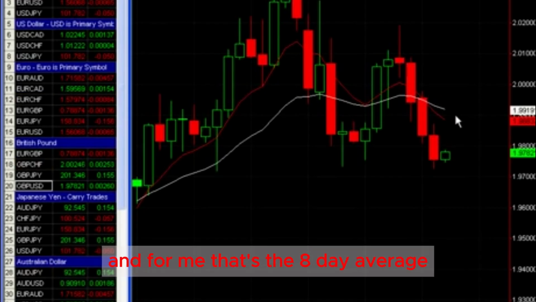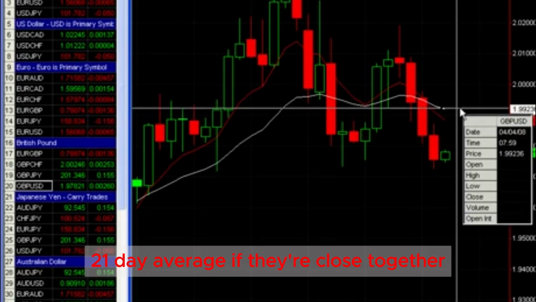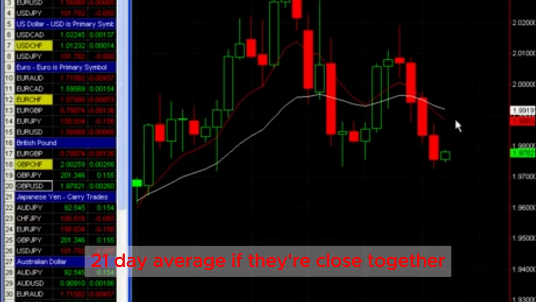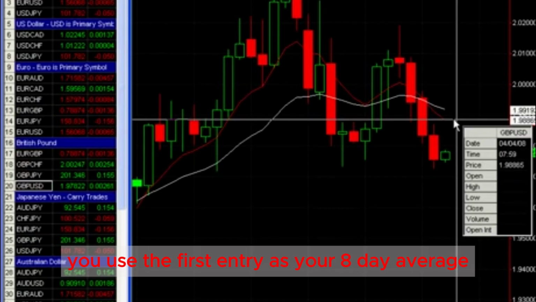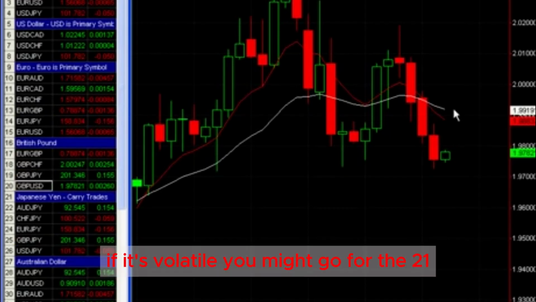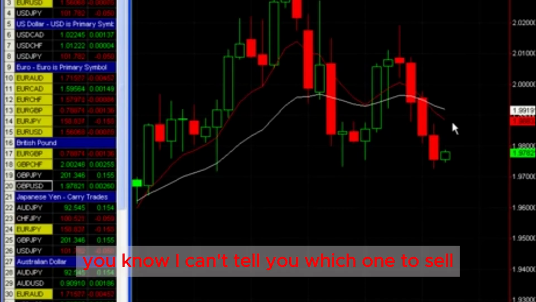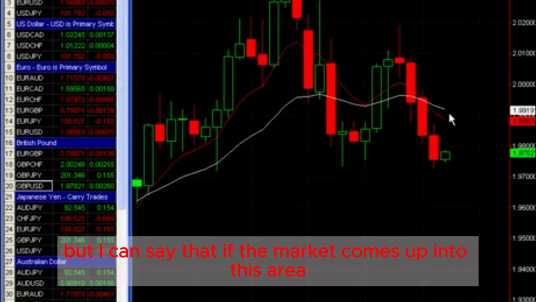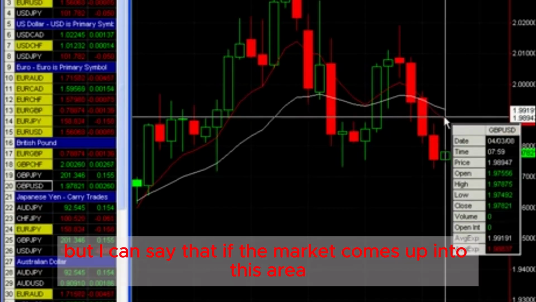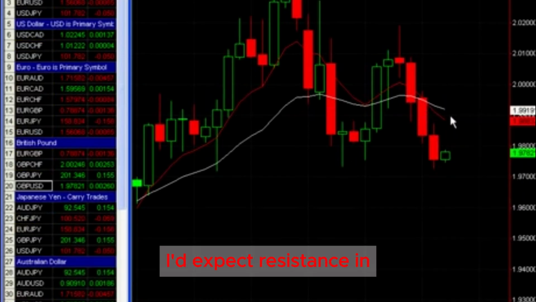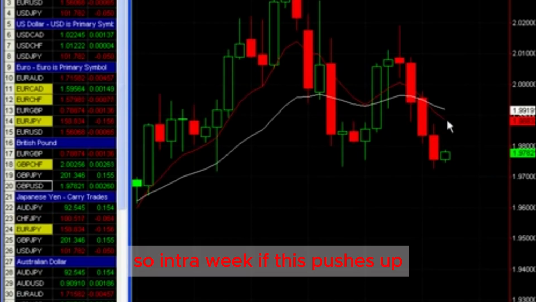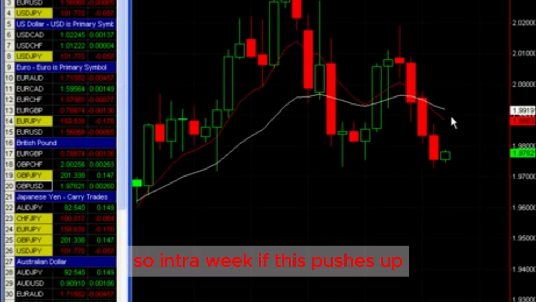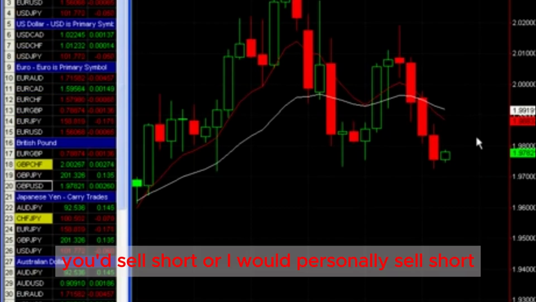And for me, that's the 8-day average, or the 21-day average if they're close together. If they're not close together, you use the first entry as your 8-day average. If it's volatile, you might go for the 21. I can't tell you which one to sell, but I can say that if the market comes up into this area, I'd expect resistance and for the market to roll over and test the lows. So, intra-week, if this pushes up, you'd sell short. Or I would personally sell short.